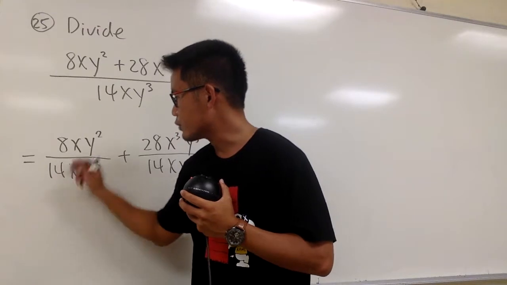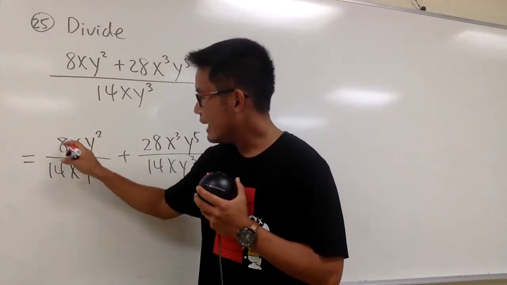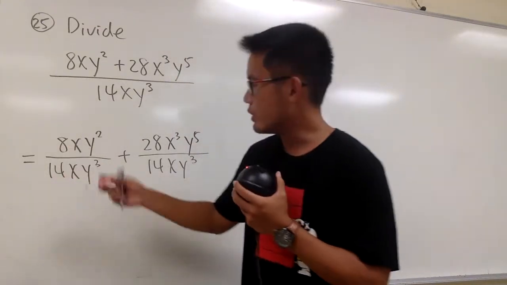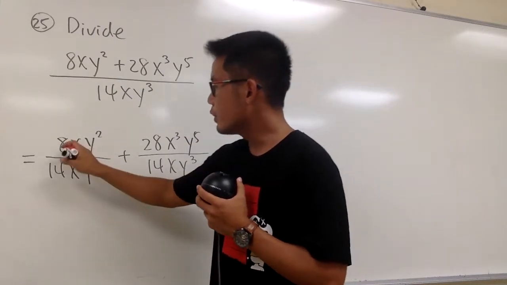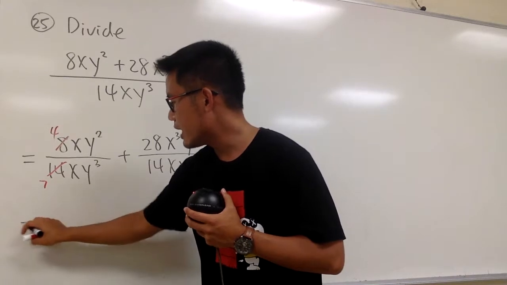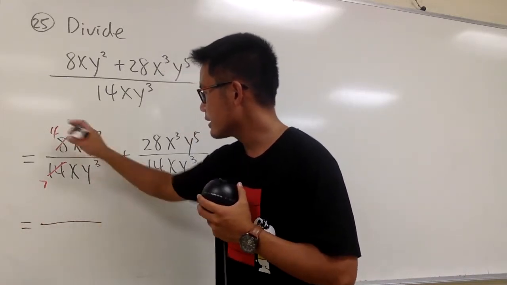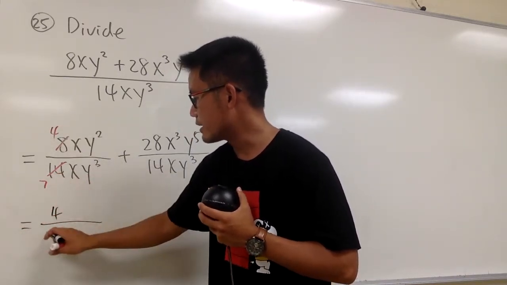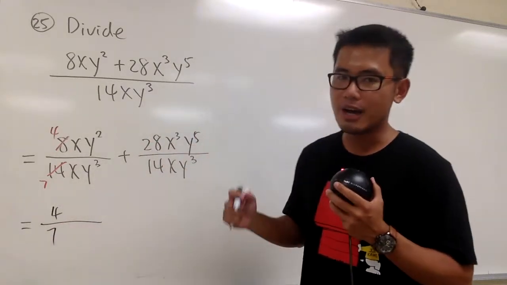All right, let's do the first one right here first. We have 8 and 14. We know we can use 2 to reduce. 2 goes into 8 4 times, 2 goes into 14 7 times. So now we will have on the top the number 4 and on the bottom the number 7. 4 over 7 for now.